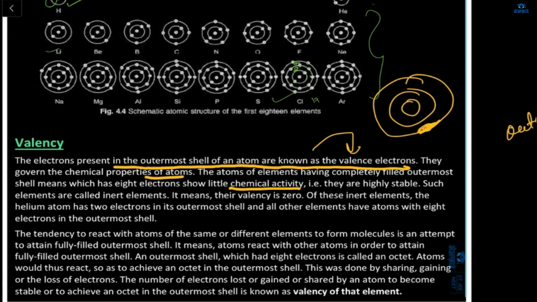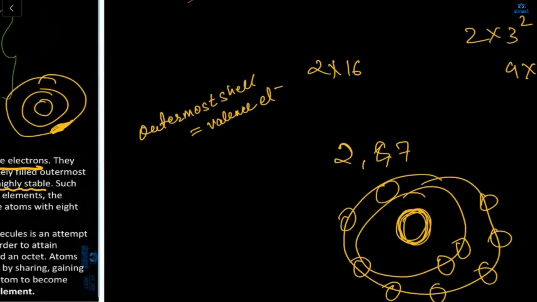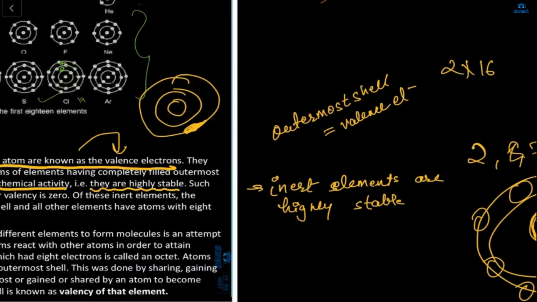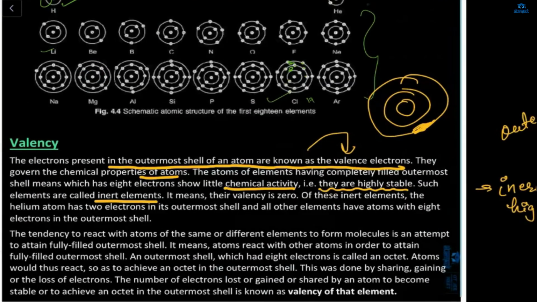Okay. So what is the chemical activity? That they are highly stable. Means the electrons which are there in the outermost shell are highly stable. So such elements are known as inert elements. Inert elements are highly stable. Now, what is next? It means their valency is zero.